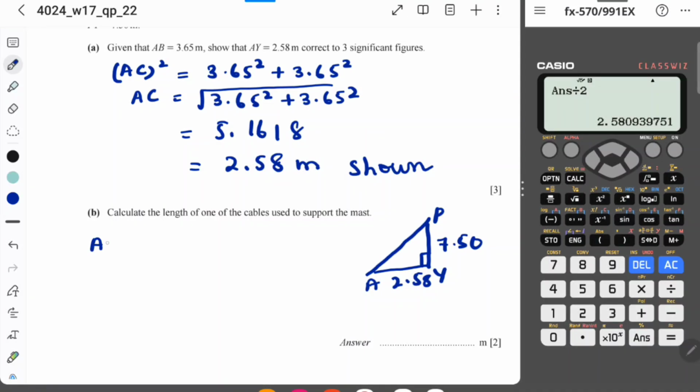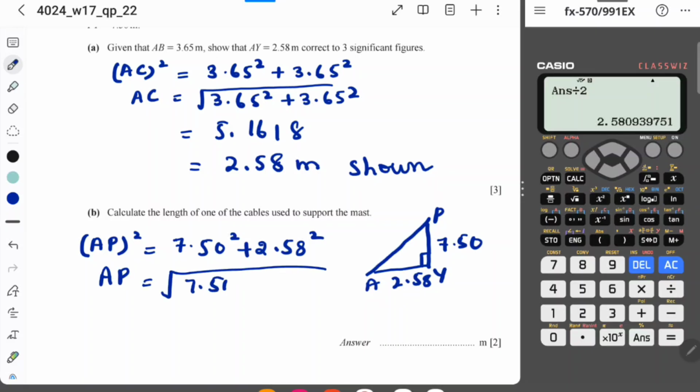So AP square, which is the cable, is 7.50 square and 2.58 square. So AP is the square root of 7.50 square plus 2.58 square. It's a 2 mark question. Take your calculator: 7.50 square, and it's a hypotenuse, so we are going to add 2.58 square, equals 7.93. So the length of one of the cables is 7.93 meters.